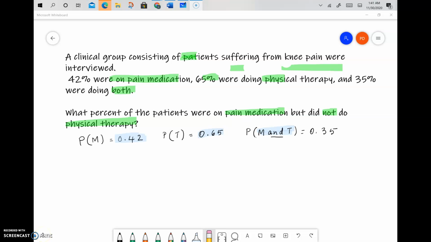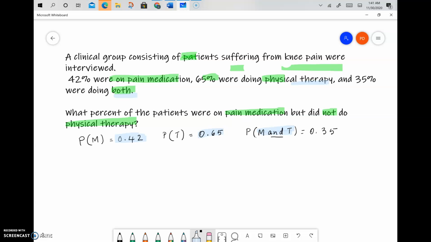A clinical group consisting of patients suffering from knee pain were interviewed. 42% were on pain medication, 65% were doing physical therapy, and 35% were doing both. What percent of the patients were on pain medication but did not do physical therapy?